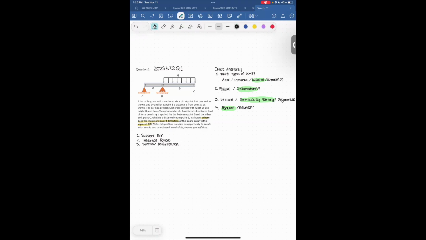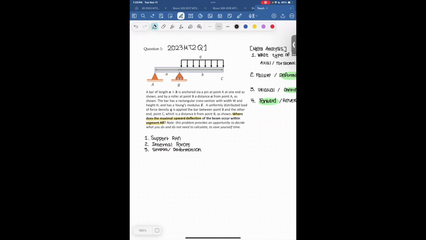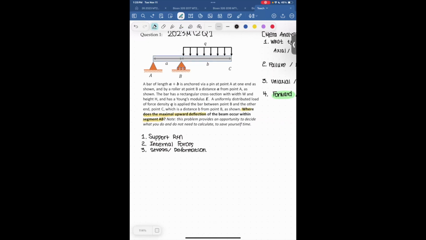So now that we did the meta-analysis, we know which type of equation we need to use, which is great. The first thing to do when solving these types of questions is always to solve your support reactions first. So let's do the support reaction. If we draw the free body diagram of this whole beam, we have FA over here because this is a pin, and then we have FB as a support reaction because it's a roller.